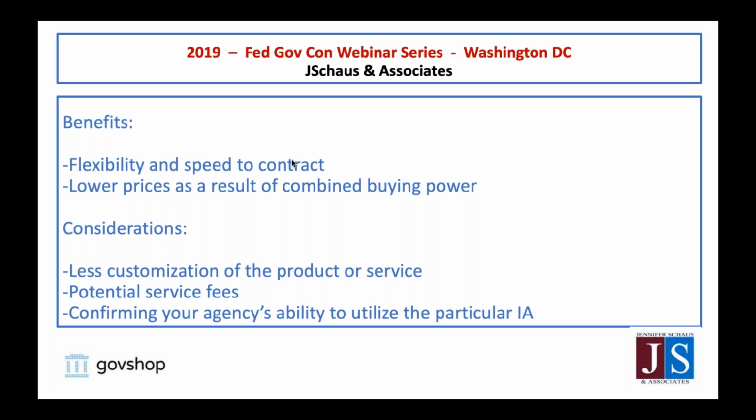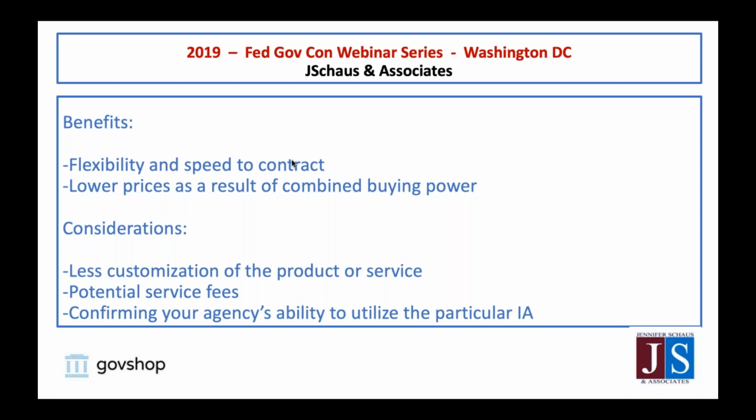But there are some considerations, because it is catalog based and it is pre-negotiated many of the times. There's not a lot of options for the government buyer to customize the product or service. You should be thankful for that as a contractor, because if you were being asked to customize the service every time, suddenly your economies of scale for being on that schedule or that catalog or that interagency agreement would evaporate.